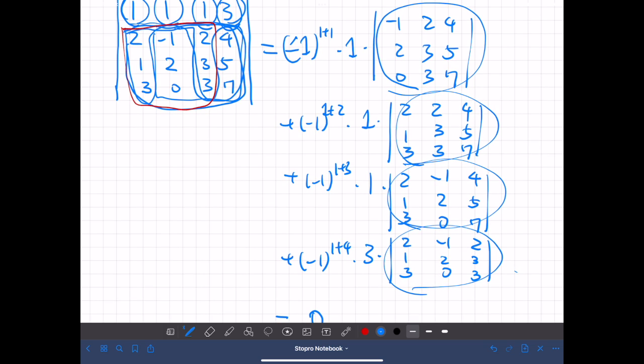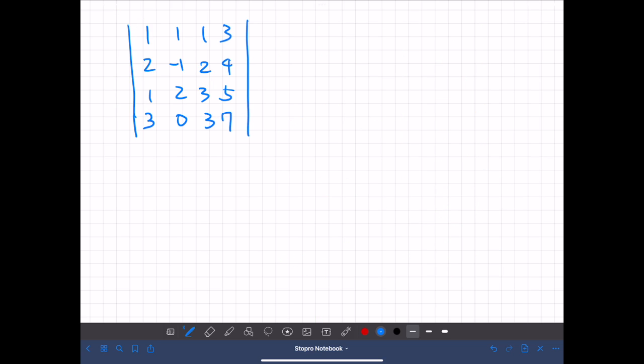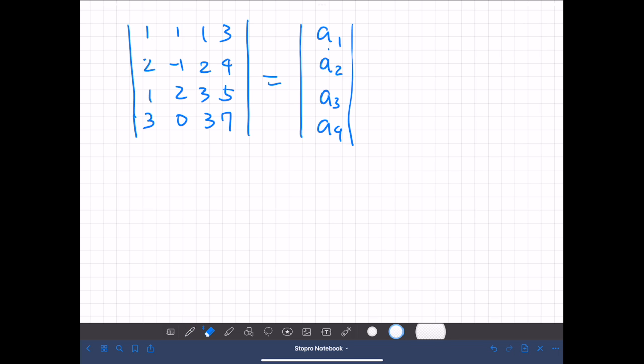But this is very tedious and error prone, so you should wonder if there is any easier way to calculate this. So how can we make our lives easier? To explain that, let's write this matrix as a set of row vectors. A1 means 1, 1, 1, 3, and A2 means the second row, A3 means the third row, A4 means the fourth row.